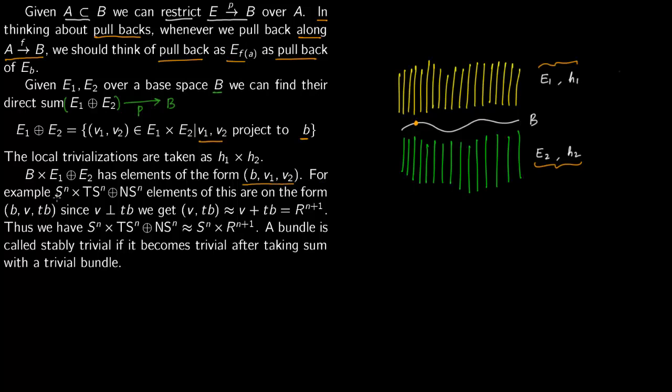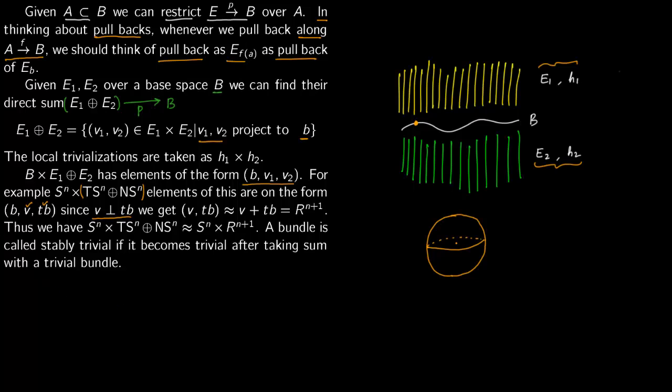So for example, if you have this sphere and you have this bundle, the tangent space, and then direct sum with the normal to the sphere. Elements of this are of the form (b, v, tb), because we talked about before the normal space is just t times the point b. Now this v and tb are perpendicular to each other. Since these two vectors are perpendicular, you can add them up and you will get a bigger space R^(n+1). So let us draw this in S2, and that will make things more clear.